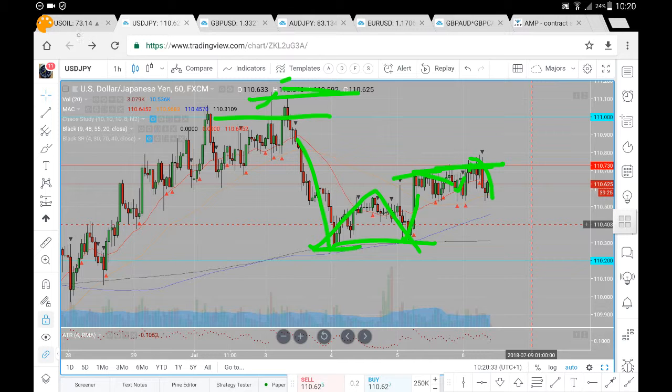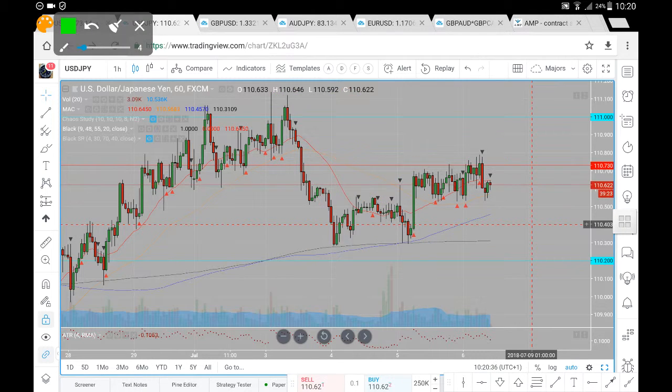So if we continue to reject the 110.73, we're looking for prices to head down towards that 110.30, where we do have the 400 period moving average and an area we previously found support. Successful break from which we're then looking for price to head down towards that 110.20.